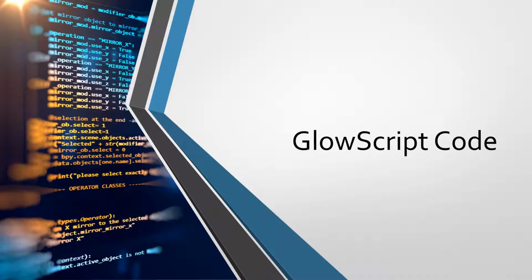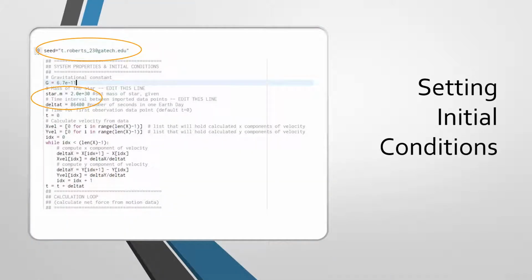Here I will begin talking about my GlowScript code. Here I am setting the initial conditions for my code. As stated in lab instructions, I set my seed equal to my Georgia Tech email. I defined capital G as the gravitational constant. I plugged in the star's mass given to us in the problem statement to be 2.0e30 and defined delta t as 86,400, which is the number of seconds in one Earth day.